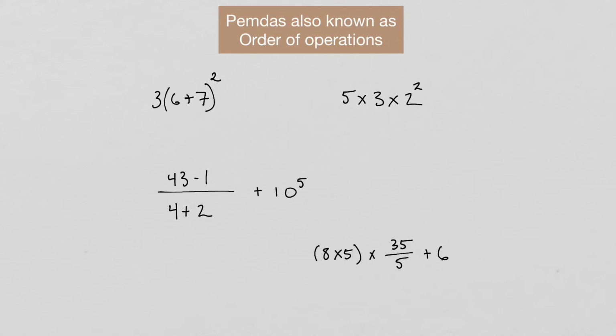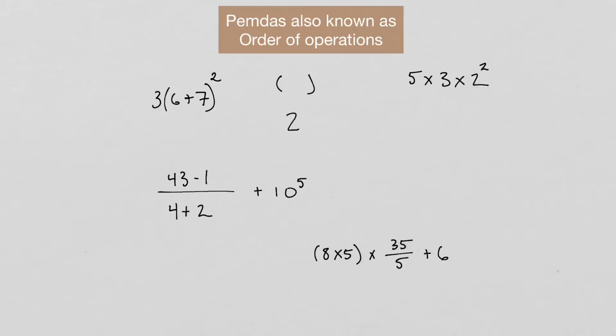PEMDAS, also known as order of operations. Parentheses, exponents, multiplication and division, addition and subtraction. So what you're going to want to do first is parentheses. Okay, this is the order in which we do stuff. You're going to want to do parentheses first.